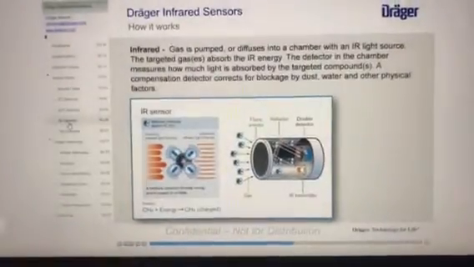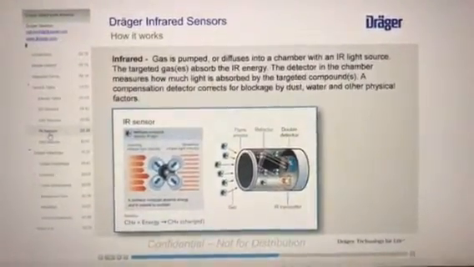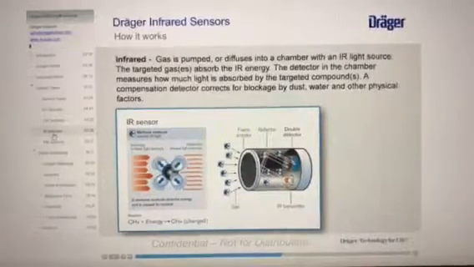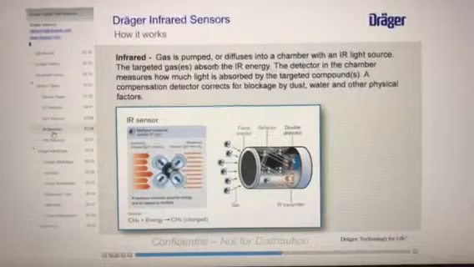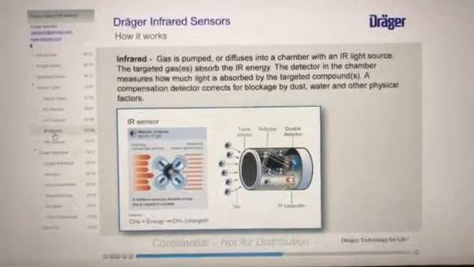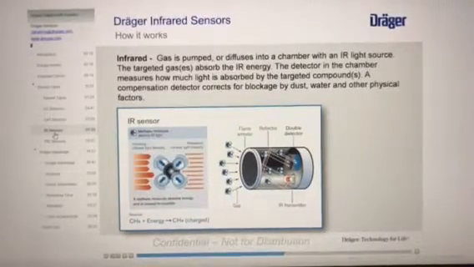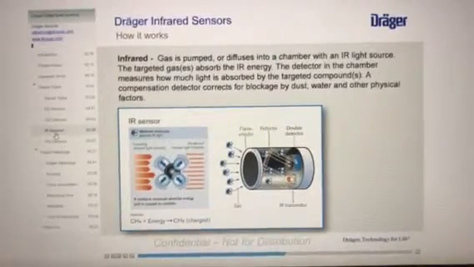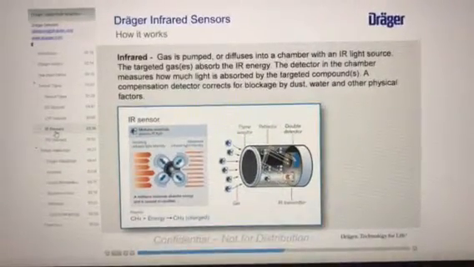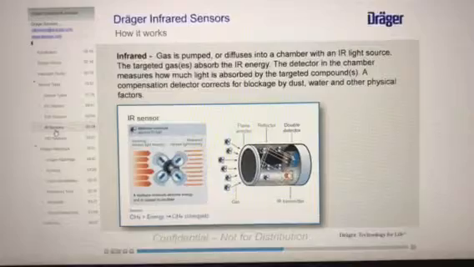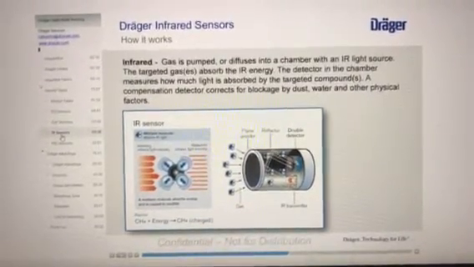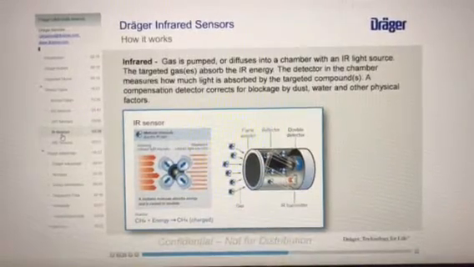Let's review this process again by looking at this diagram. As you can see, the IR sensor has a light source inside, which projects light onto the mirrored walls of the sensor. The light waves bounce around and are measured by a double detector. One of the detectors has a filter on it that filters out all of the light, except for the infrared wavelengths that are typically absorbed by hydrocarbons. The other detector lets all of the light through and is used as a reference point to compensate for environmental conditions like humidity and dust.